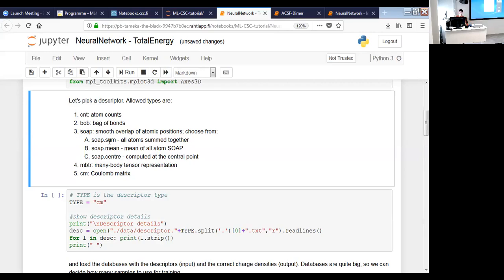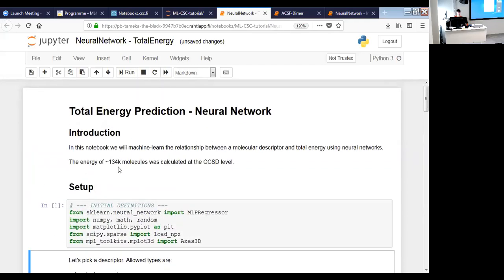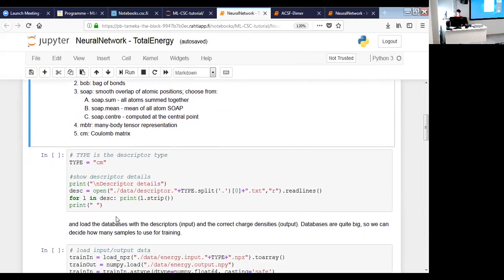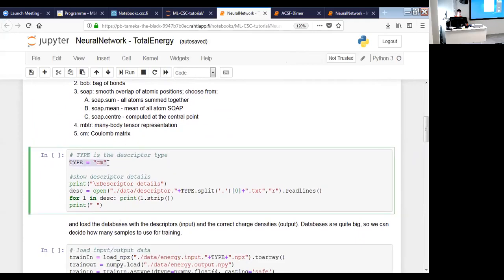We have SOAP, which is obtained either by summing all the contributions for all the atoms, or by making a mean, or by taking a SOAP expansion around the center of the molecule, the center of mass. We have MBTR, and we have Coulomb matrices, which you can find in the Matthias Rupp paper about kernel ridge regression on this data set here. So let's start with Coulomb matrices. If you change the variable here to something else, you will load a different data set, so it's easy to do switches. Let's load data for Coulomb matrices.